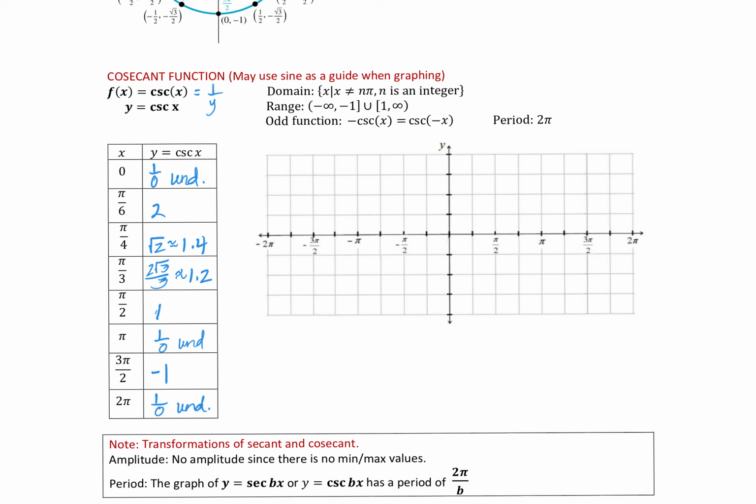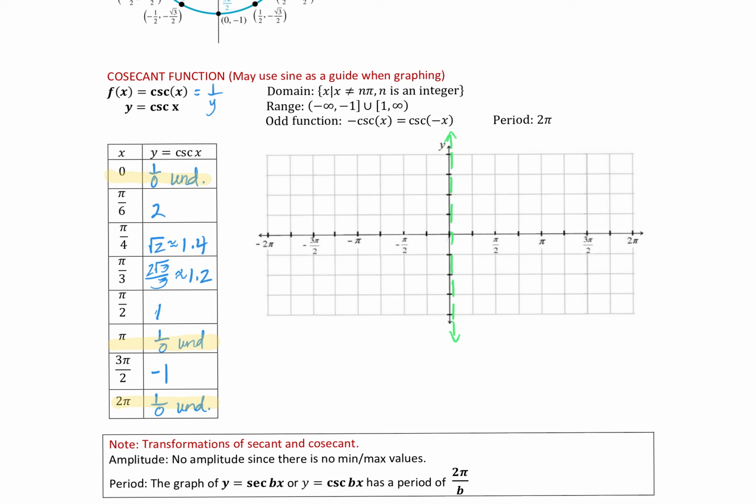So where we see undefined is really important because these undefines, these are going to be vertical asymptotes. So recall that 1 over y, that's like a rational function. And in a rational function where the denominator is 0 is where you will find vertical asymptotes. So it's the same for trig functions as well. Where they're undefined, you'll have vertical asymptotes. So I'm going to draw some vertical asymptotes. I'm going to have one at 0. So it's at the y-axis.